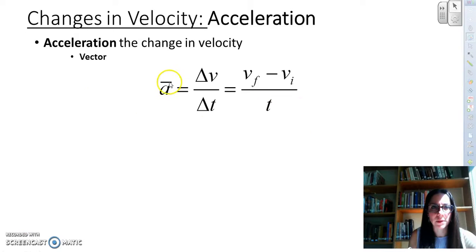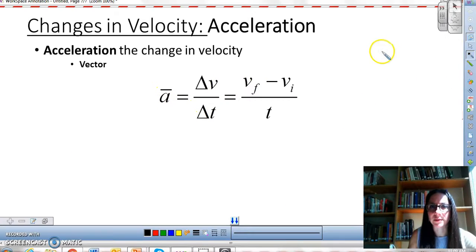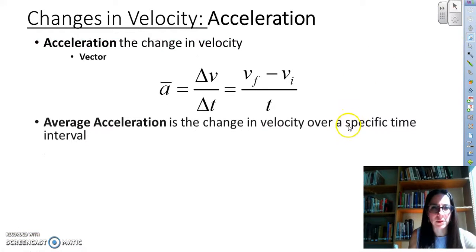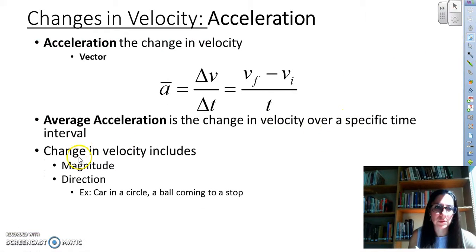So acceleration, and although again the sign of average is here, we usually ignore it. Acceleration is a change in velocity over time. So I actually like to rewrite it like this. In fact, I'll even write it as a equals Vf minus Vi over time. As you might imagine, this is a change in velocity, so we need a final velocity and an initial velocity to undergo a change.